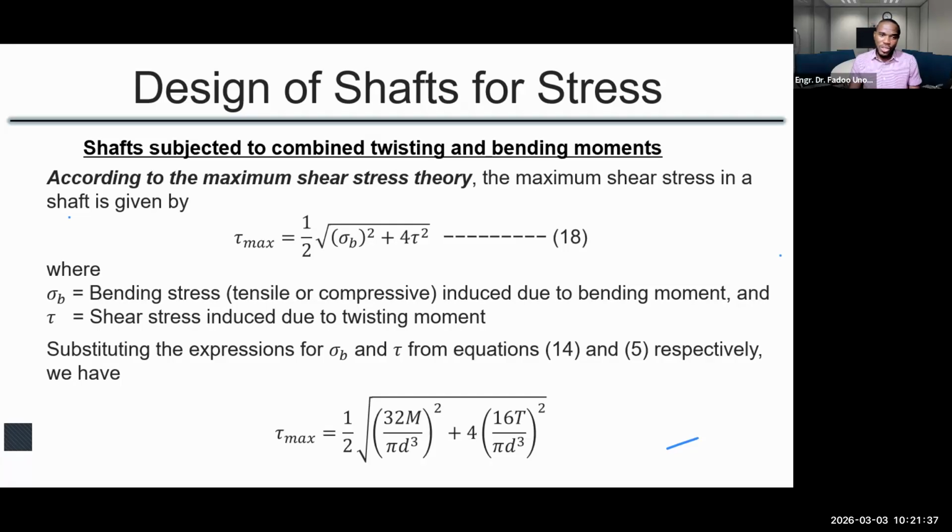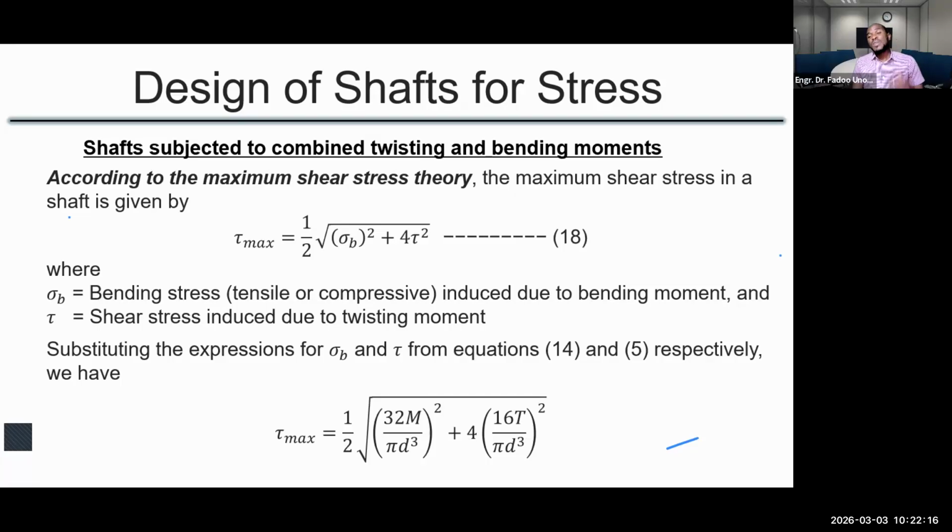That tau max, the maximum shear stress, equals half the square root of the maximum allowable bending moment in the shaft squared plus 4 times the maximum allowable shear stress squared. So you see that both of these stresses are playing in this equation. When it was only the torsional moment, we considered only the maximum allowable shear stress in the material. And both of these are functions of the material you select.